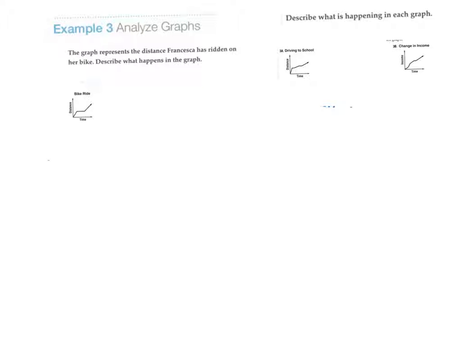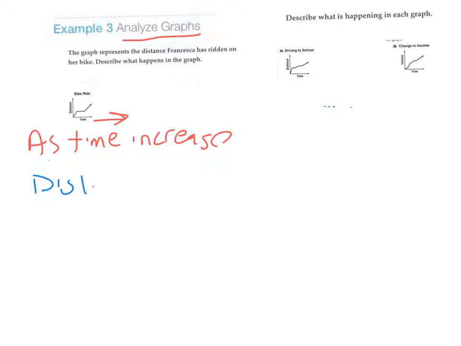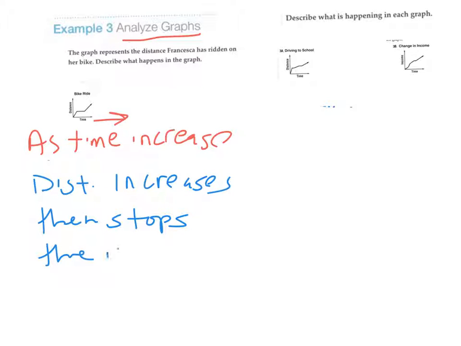So what we want to look at is, to analyze the graph, we want to compare as time increases, that means the x-axis, so we're going this direction. What happens to the distance? So the distance increases, then stops, and then increases again.